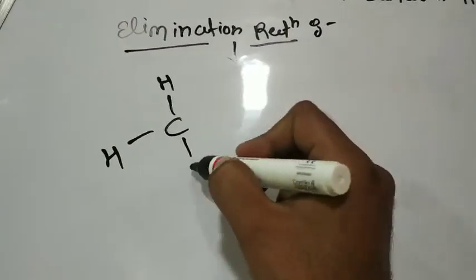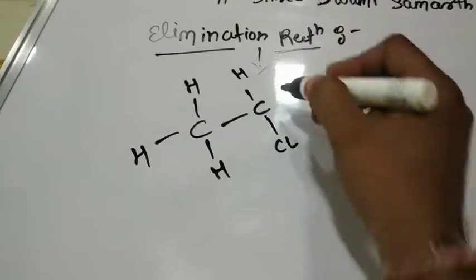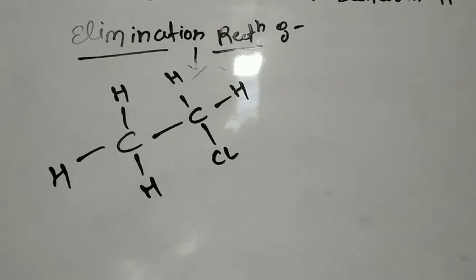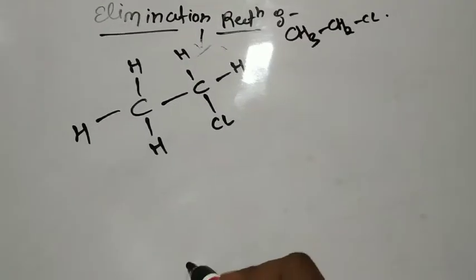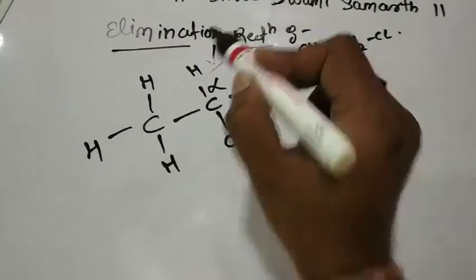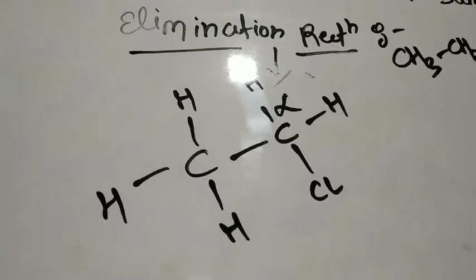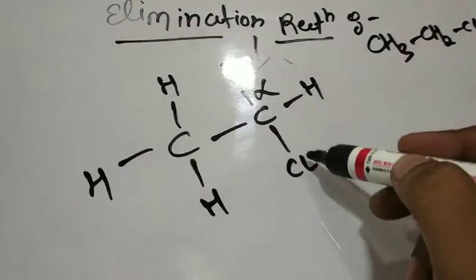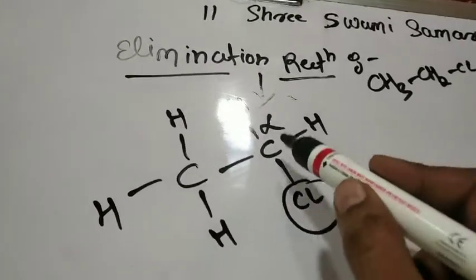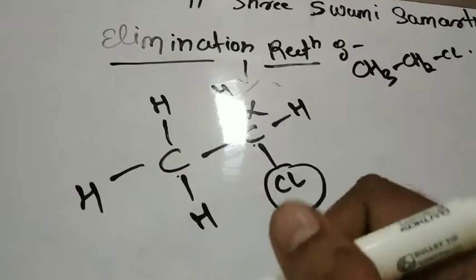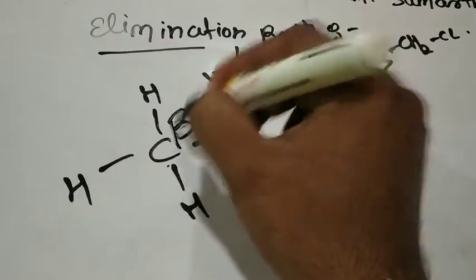that day I gave you the example, CH3, then CH2 and Cl. What is this compound? CH3CH2Cl, that is ethyl chloride. So what happens here? This is the alpha carbon. Alpha carbon means the carbon atom attached to the halogen atom is called the alpha carbon, right? And what is beta carbon? The carbon which is attached to the alpha carbon will be called the beta carbon, right? So this becomes our beta carbon.